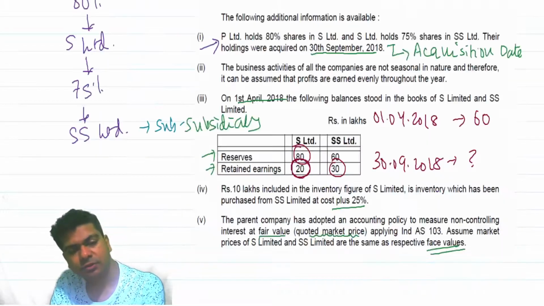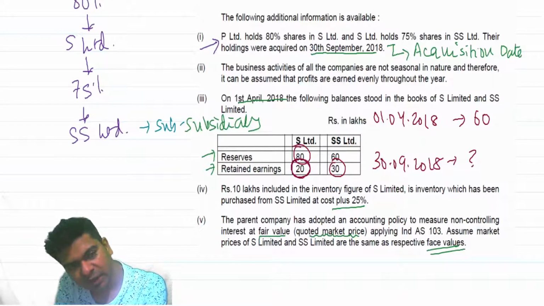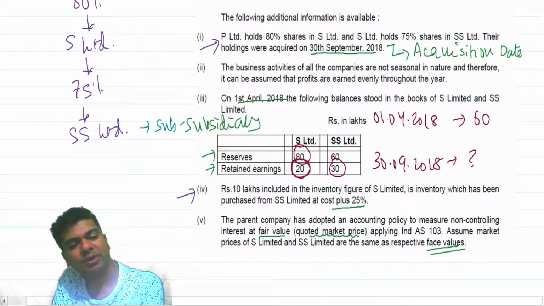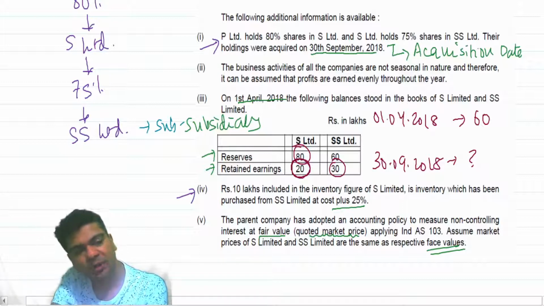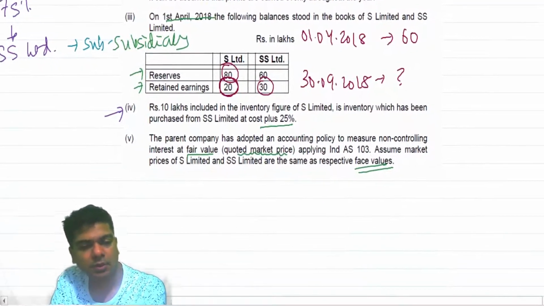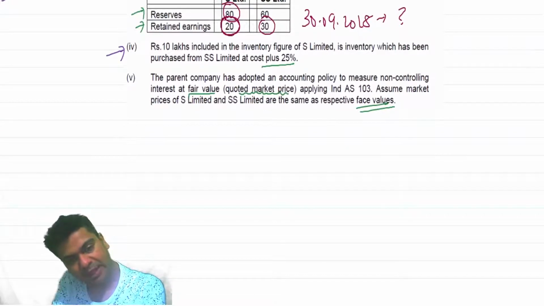However, there is one intercompany transaction here that we have to consider. Information 4. Rupees 10 lakhs included in the inventory figure of S Limited is inventory which has been purchased from SS Limited at cost plus 25%. So there is unrealized profit, and this unrealized profit has to be eliminated.